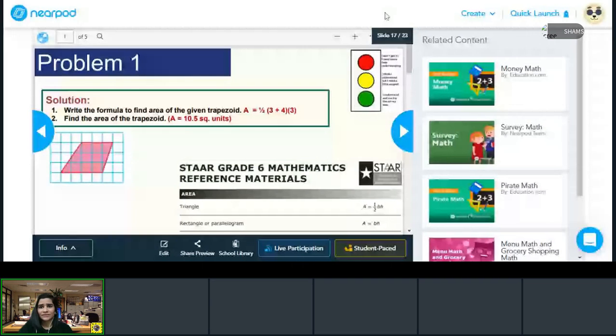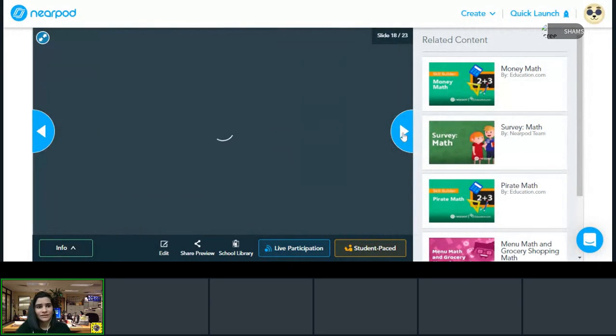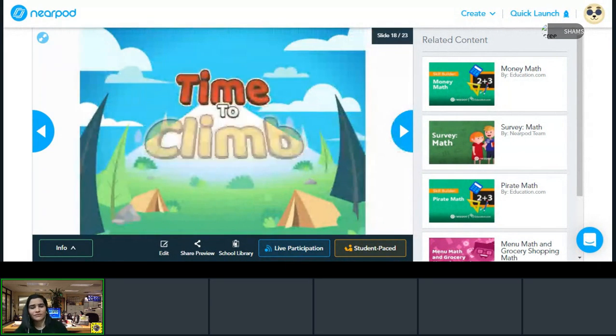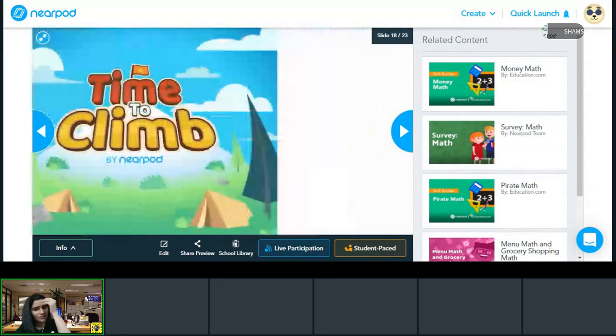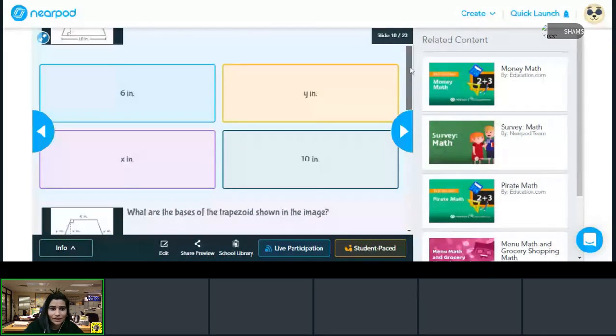Time to climb activity is probably like a quiz, but kind of more fun way of a quiz, where kids are actually competing. And it's like a mountain, and the ones who get it correct are climbing faster than the others. And these are my questions for time to climb. Here's a picture. What is the height of the trapezoid shown? So hitting more of the concepts than calculations, so I would see how many are able to get the main gist of the lesson so that I can plan the next lesson accordingly.